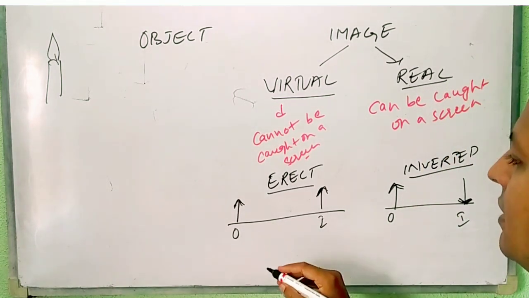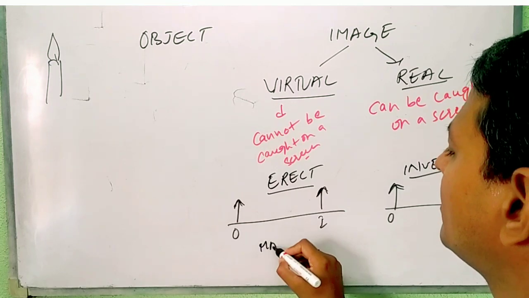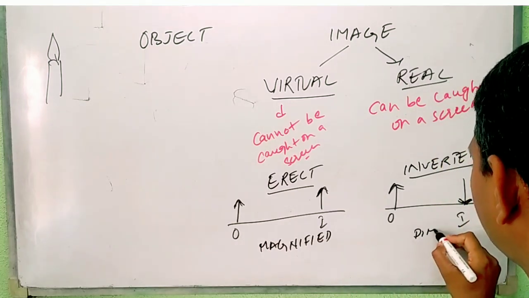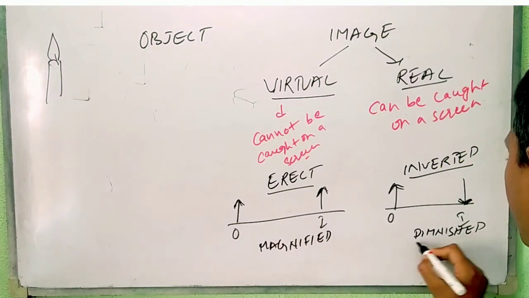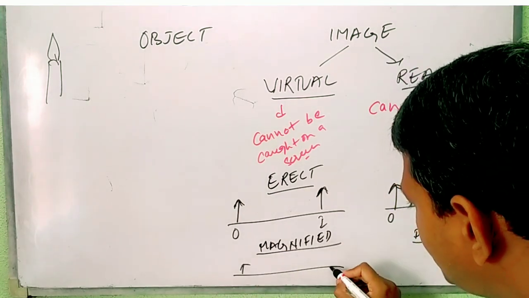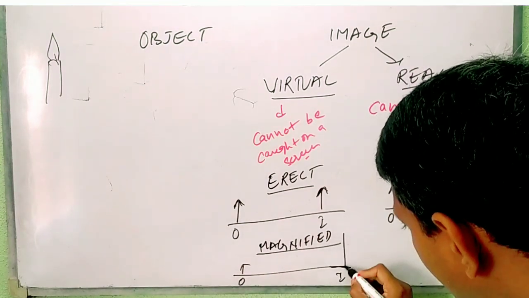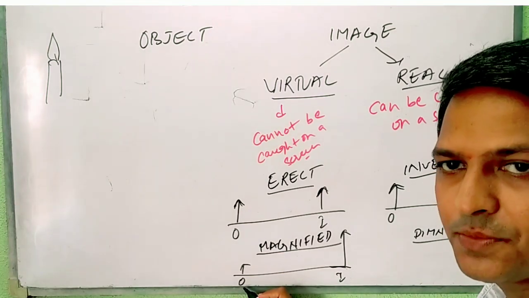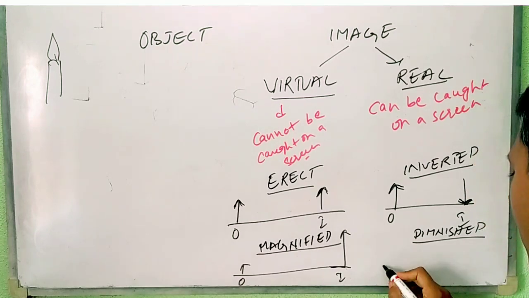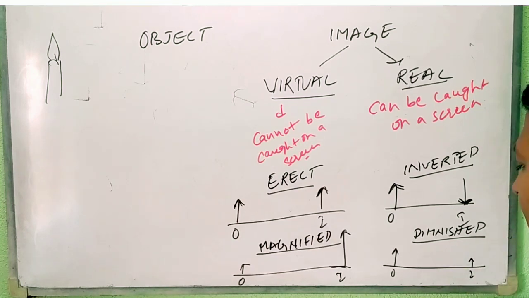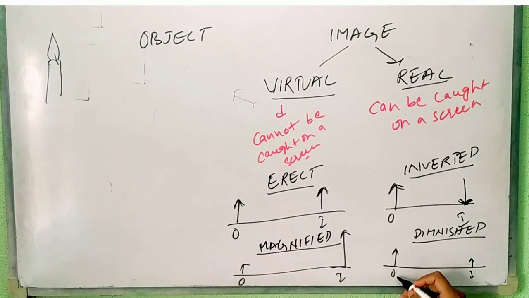A few more important words are magnified and diminished. What is the meaning of magnified and what is the meaning of diminished? If you take an object like this, and the size of the image is much bigger than the size of the object, then we say that the image is magnified. In contrast to this, if the object is like this and the image is very small, when compared with the object, we say that the image is a diminished image.